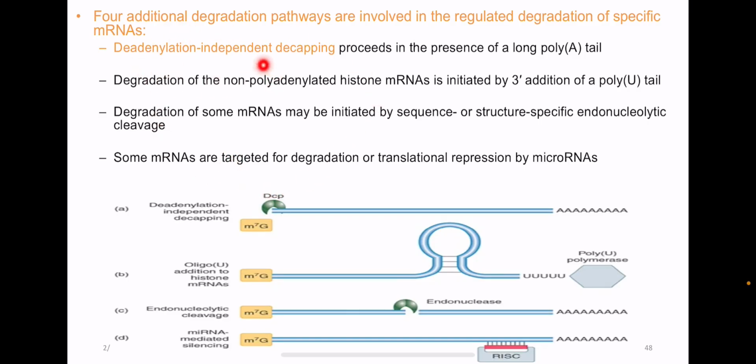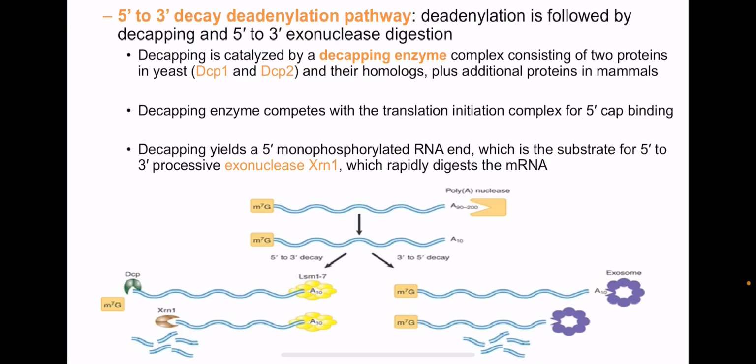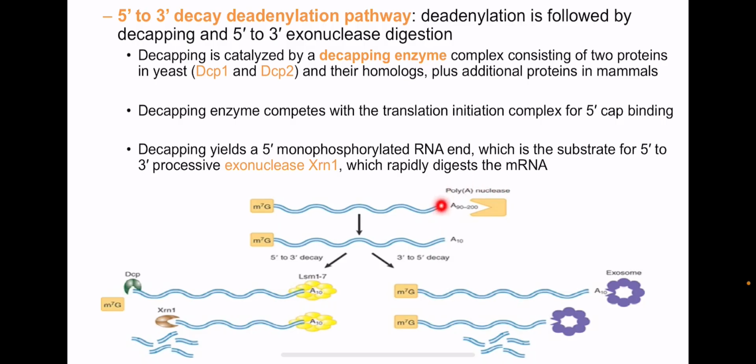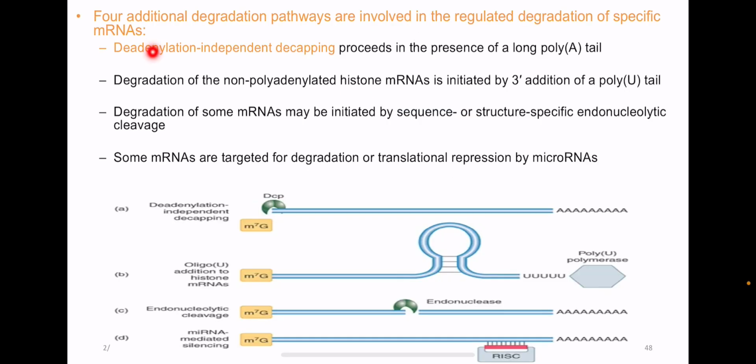The first one is deadenylation-independent decapping. This one is similar to the first one. We are going to decap, but it does not wait for the poly A tail to be removed. In the first one, we made sure the poly A tail was removed before we touched the cap. That's why we call it deadenylation dependent. This one is independent. It is also 5' to 3', but poly A deadenylation independent.